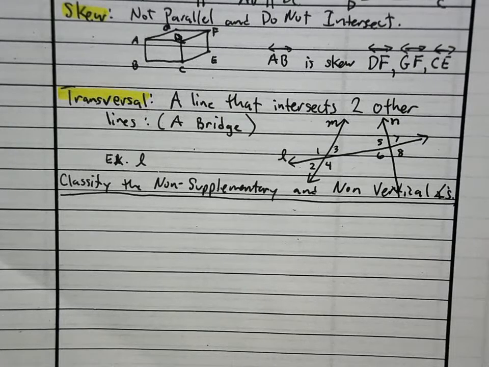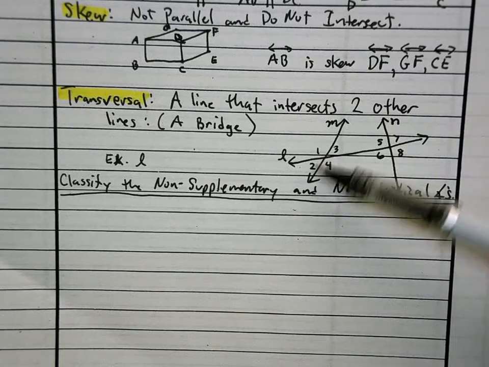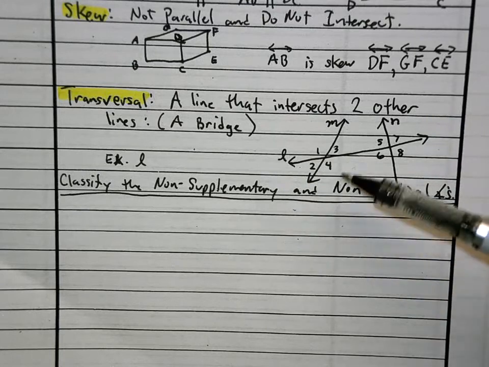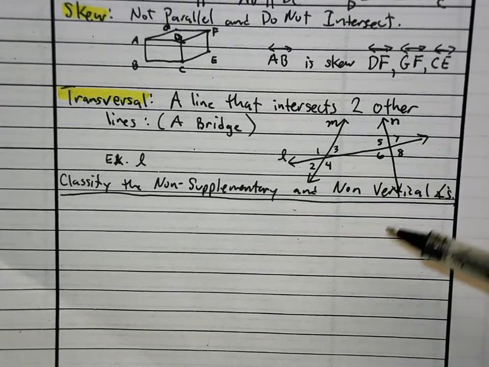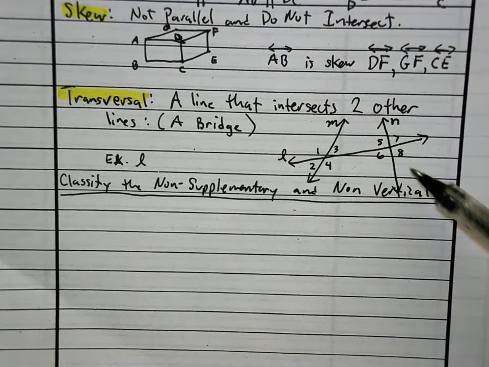So here's how we're going to do this. Instead of dealing with 1 and 2, which are supplementary, you guys know 1 and 2 are supplementary. You know 1 and 3 are supplementary. You know 3 and 4 are supplementary. We know 1 and 4 are vertical. How are 1 and 8 classified? That's what we're going to learn about here.